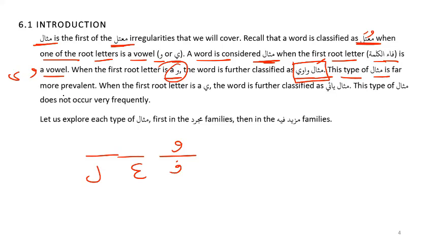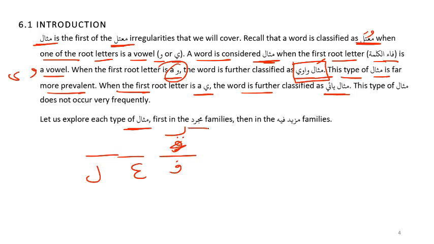This type of mithal is far more prevalent compared to mithale yai. When the first root letter is a ya, the word is further classified as mithale yai. So if instead of waw we have a ya as the first root letter, then this is called mithale yai. This type of mithal does not occur very frequently, but since it does occur sometimes, we still need to know how to deal with it. We are going to explore each type of mithal, so mithale wawi and mithale yai.